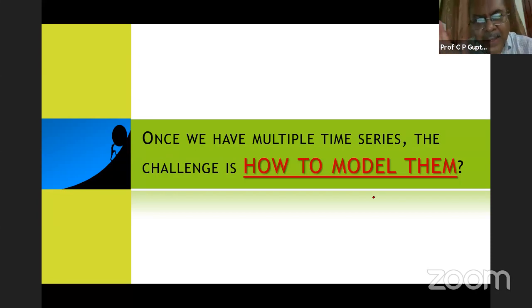You can do a lot of things with it, but in this session, I'm going to talk about what is called Granger causality between series. Co-integration and other things you can discuss in other sessions. But don't undermine the importance of multiple time series in your analysis.